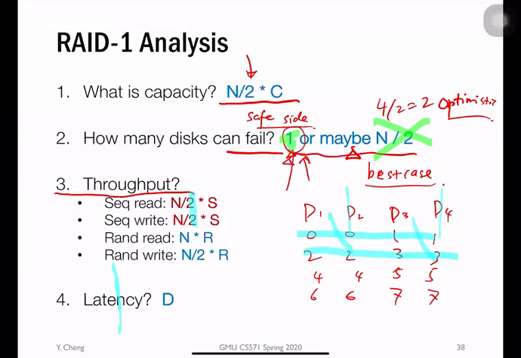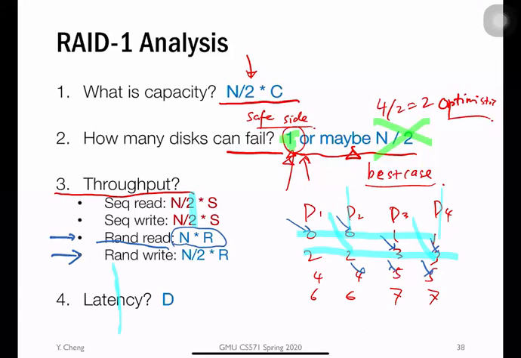If you take a look at random read and random write, let's first take a look at random read. Random read is fine. Random read means there are just multiple concurrently issued random small read operations. It can't happen to this one. It can't happen to this one. It can't happen to any one of these, right? So that means for random read operation, it could effectively utilize all of these n disks. And in this particular case, n is equal to 4. All of these 4 different disks. So the random read performance is n times r.